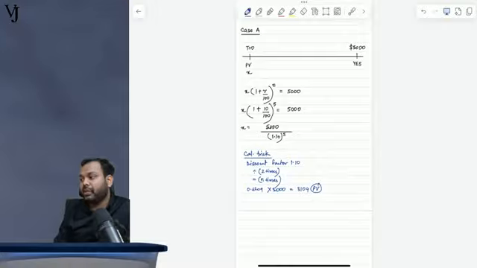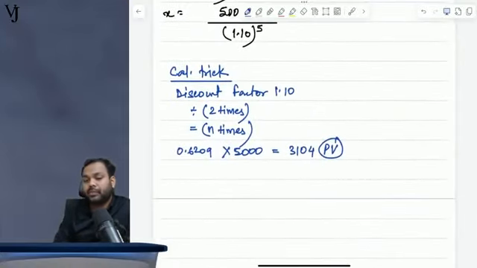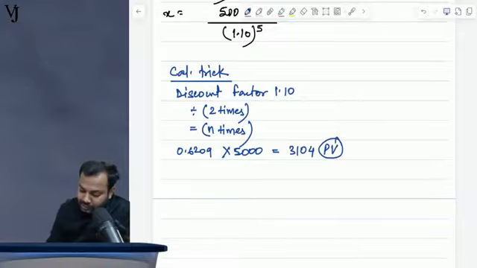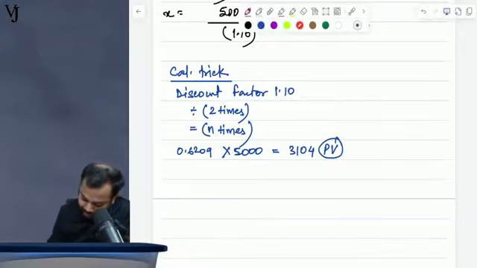Tell me guys, is it clear to everyone? Are you understanding this? Come on guys, please tell me. Is it clear to everyone? This is your calculator trick.